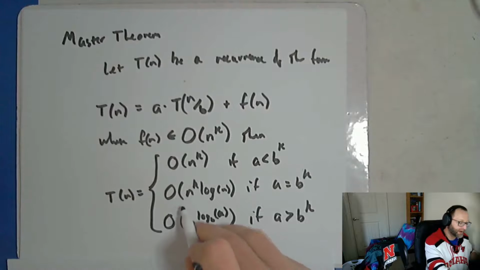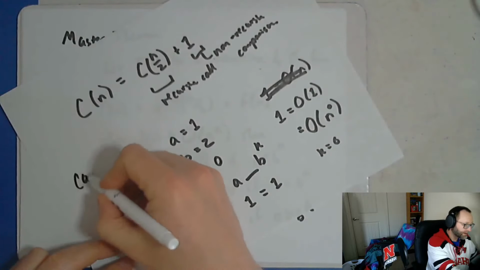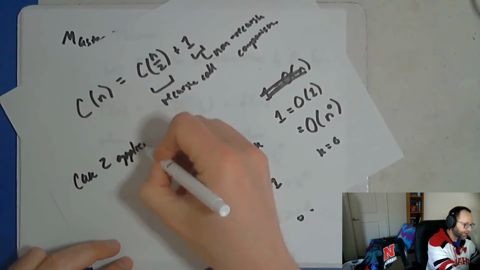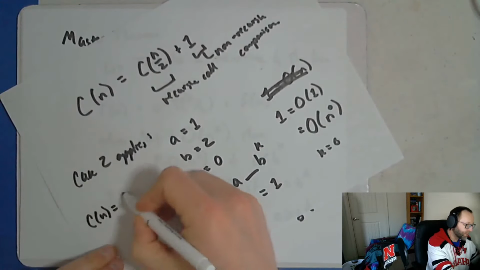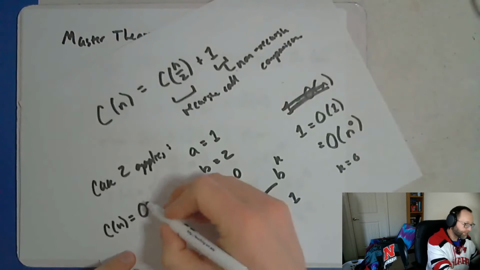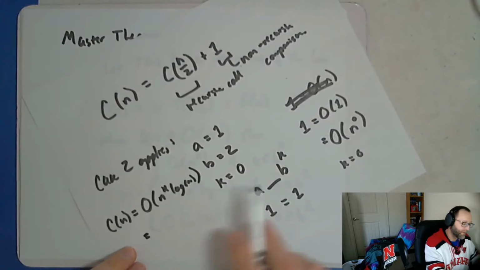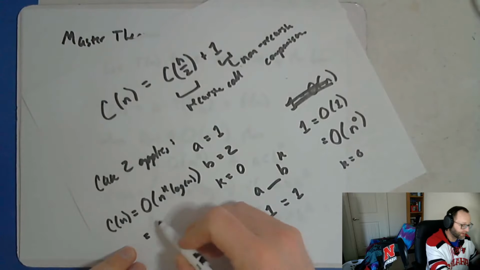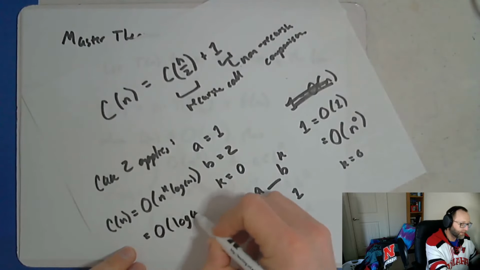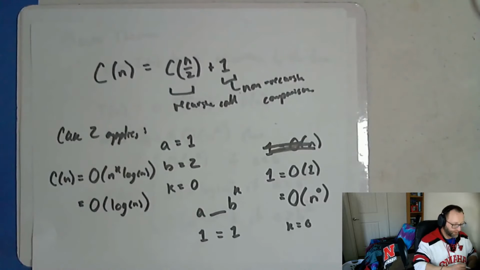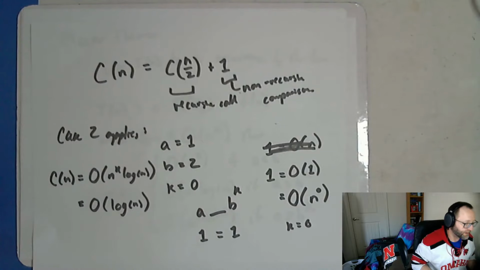If they're equal, then by case 2 of the master theorem, case 2 applies. And we've got that T sub n is going to be order n to the k log n by the master theorem. But remember, what is k? 0. So that term actually disappears. And we've got that this is order log n. An extremely efficient searching algorithm. Of course, it needs to be sorted before you can do that, and of course, it needs random access. But it's an extremely efficient searching algorithm, provided, of course, those two other conditions apply.